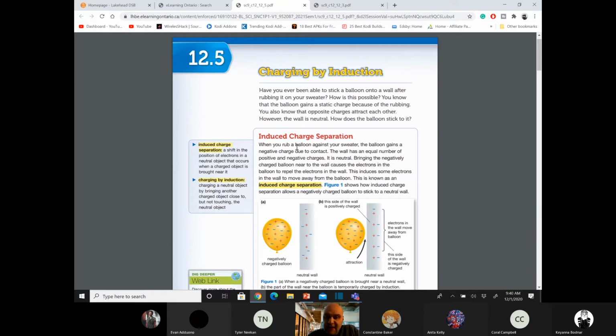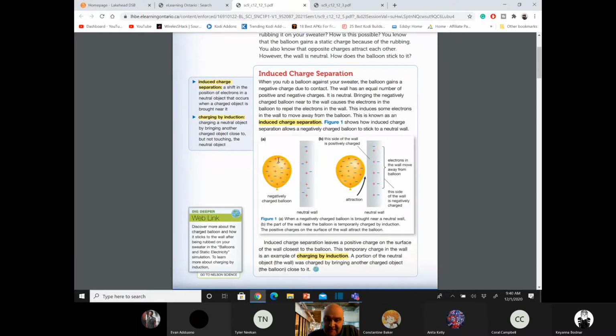Induced charge separation. When you rub a balloon against your sweater, the balloon gains a negative charge. If you look at our picture here, it's kind of hard to see, but this yellow balloon actually has more negatives on it, so it's negatively charged. Our wall is neutrally charged. So what happens when we bring this negatively charged object towards the neutral wall? Well, you can see in the picture that the negative electrons are repelled. We've learned that when you have same charges, they're repelled. So the negative electrons are repelled back into the wall, which leaves the wall surface positive. And right then and there, you've got your positive wall and your negative balloon attracting each other. And that's why the balloon sticks to the wall.